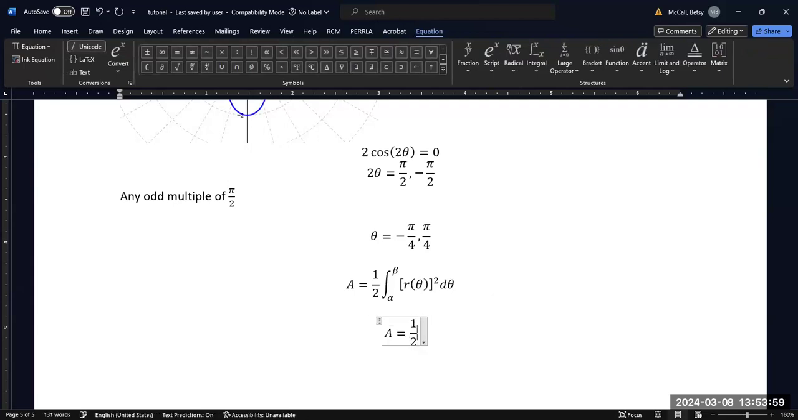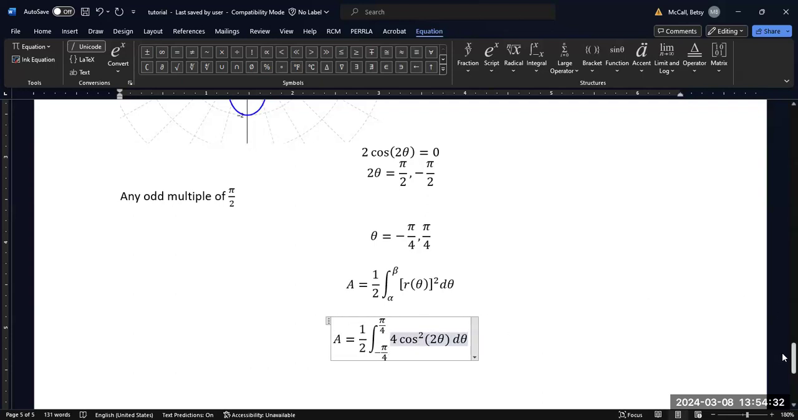And so we'll have our 1/2, and then our limits of integration will be negative pi over 4 to pi over 4. And then we're going to square our 2 cosine 2 theta. So that'll be 4 cosine squared of 2 theta. Square the function, not the angle, d theta.